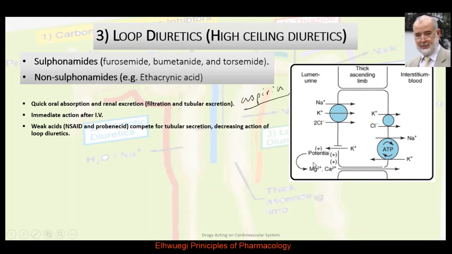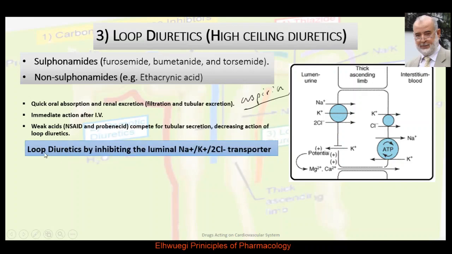This is what happens with loop diuretics. They inhibit the luminal sodium, potassium, chloride transporter. So what will happen in this case? They will increase the excretion of these electrolytes, of course with water, and this will produce very strong diuresis. That's why they are known as high ceiling diuretics.